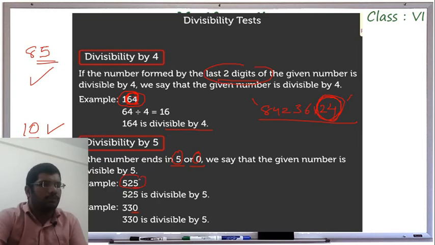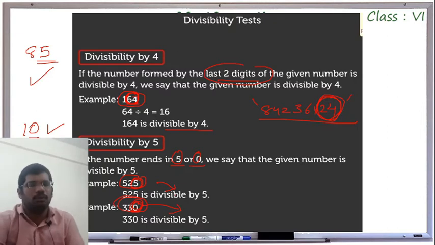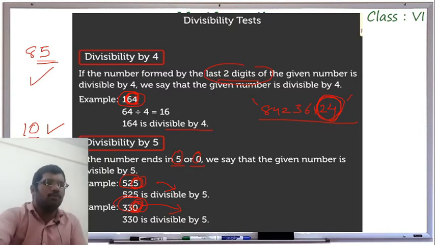And for the case of 525, it ends with 5, so it is divisible by 5. For the case of 330, it ends with 0, so divisible by 5. So if a number ends with 5 or 0, then it is divisible by 5.